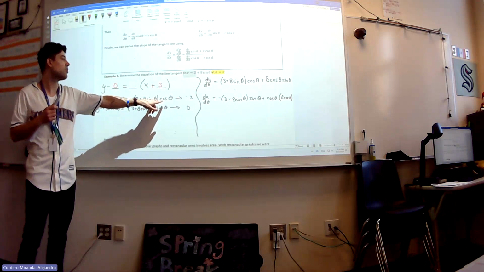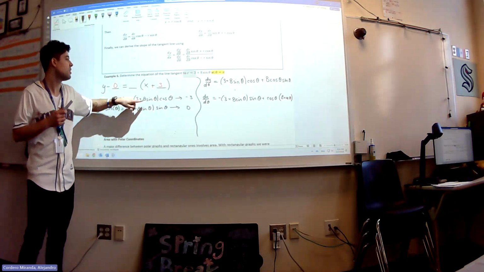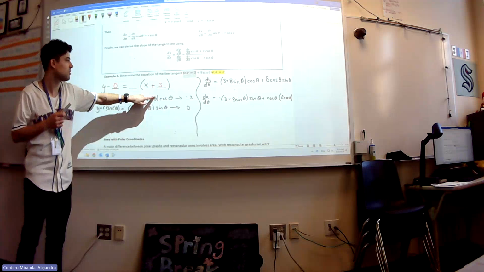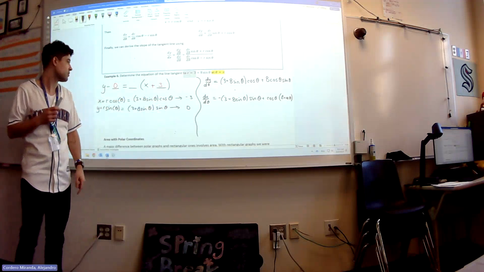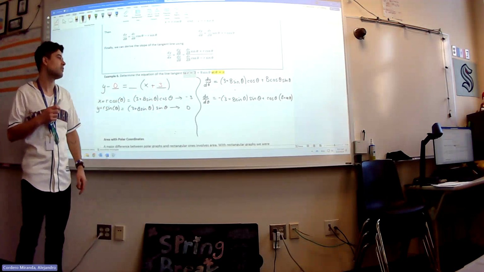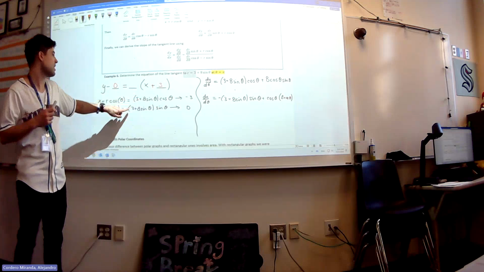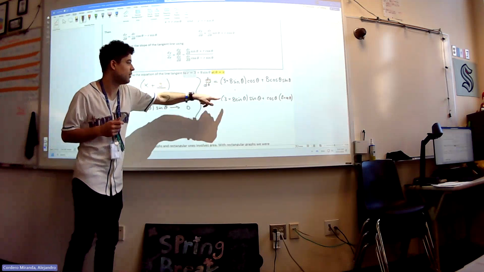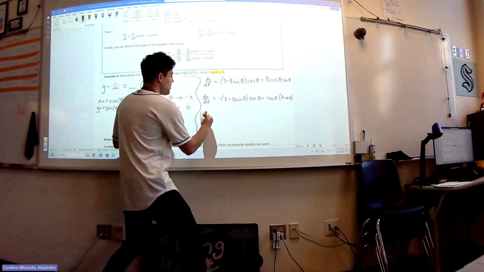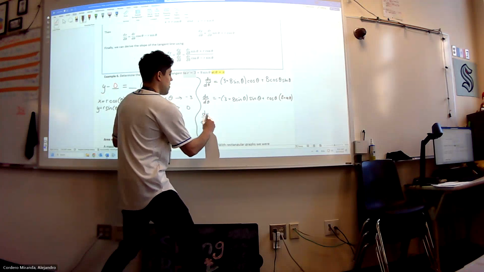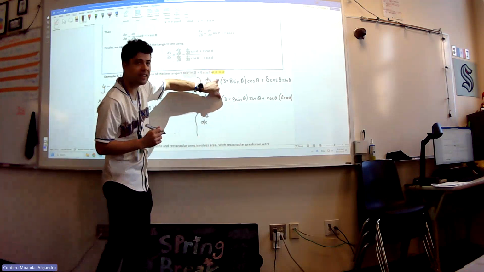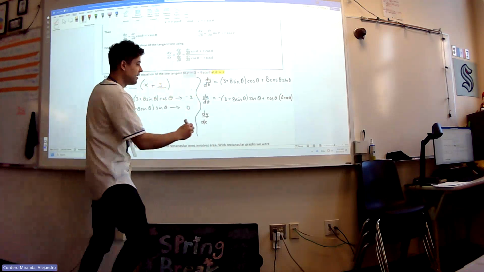Negative 8 cosine? No, because this was the derivative of the first, which is the 8 sine. Okay. Yeah, I kind of flipped these just to have them in order. The dy over dx. Okay, so then dy dx. Let me do two things at once. Let me divide these two and let me plug in the pi.